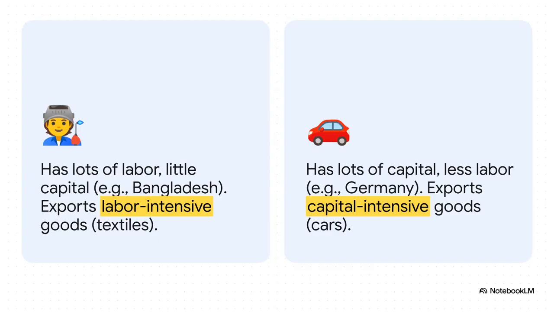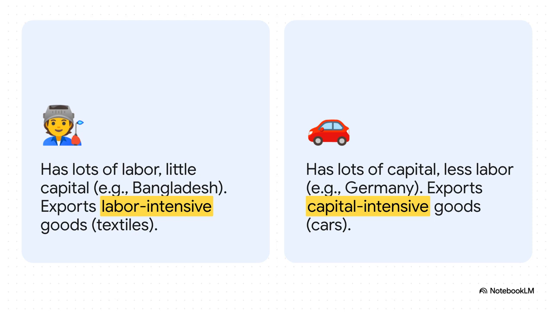This slide makes it really clear. Think about it. A country like Bangladesh has a massive workforce, right? That means labor is relatively cheap. So it makes perfect sense for them to specialize in things that need a lot of labor, like making clothes. On the flip side, you've got a country like Germany, which is rich in capital. We're talking advanced factories, high-tech machinery. So what do they export? You guessed it, complex, capital-intensive things like cars. You export what you've got.